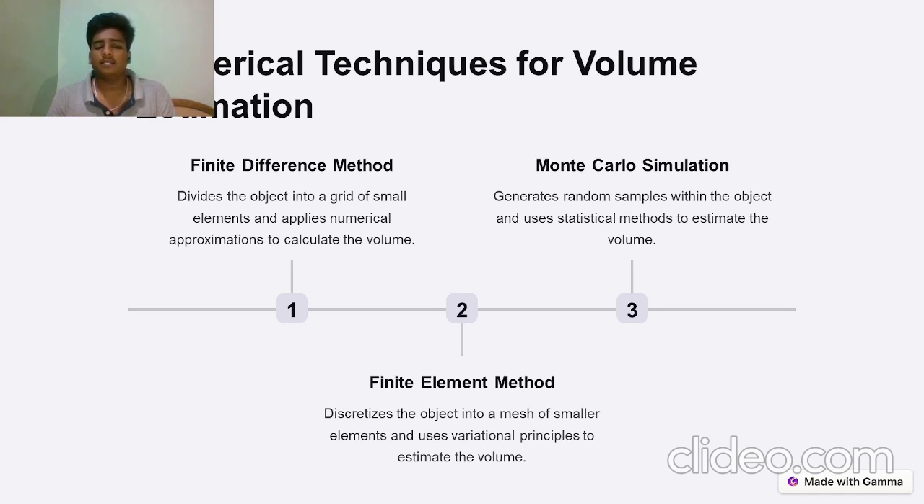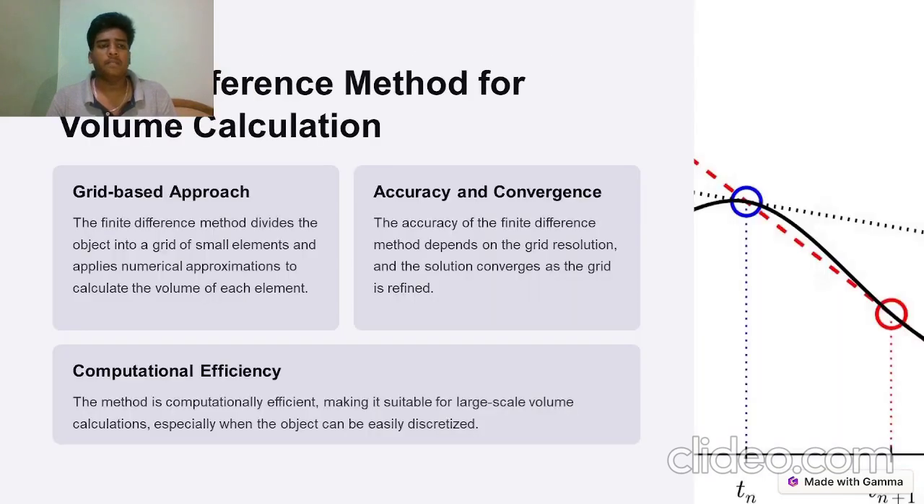The third technique is the finite element method. It discretizes the object into a mesh of smaller elements and uses variational principles to estimate the volume. These are the techniques used to determine the volume.